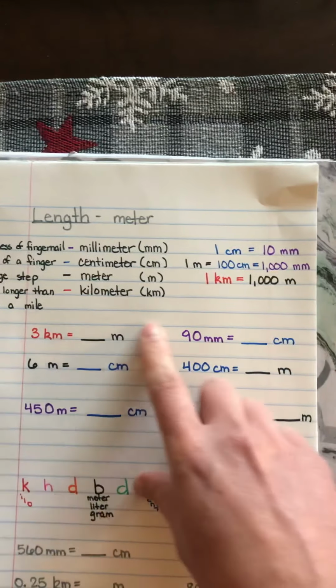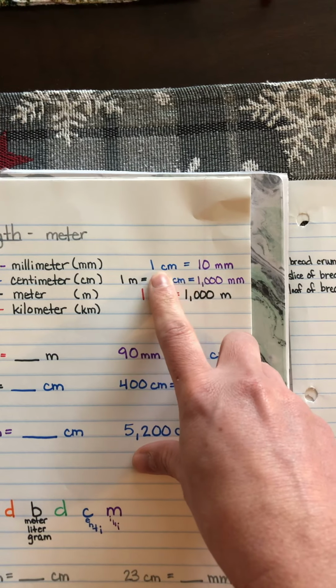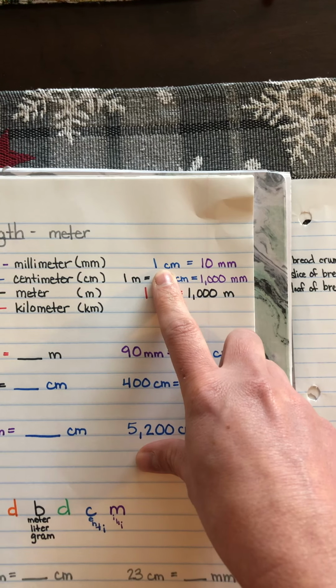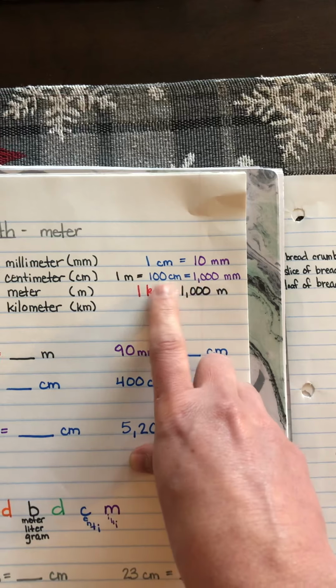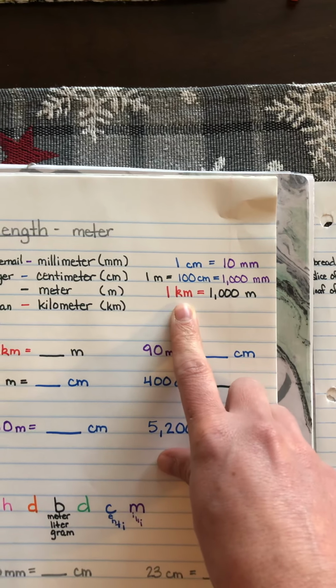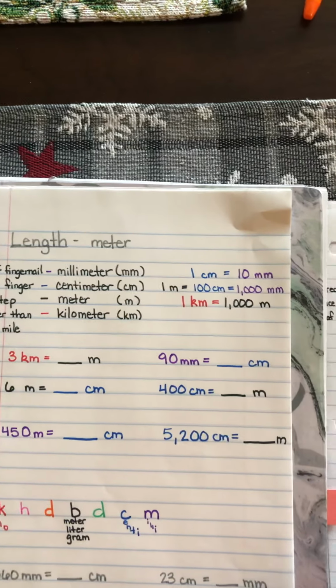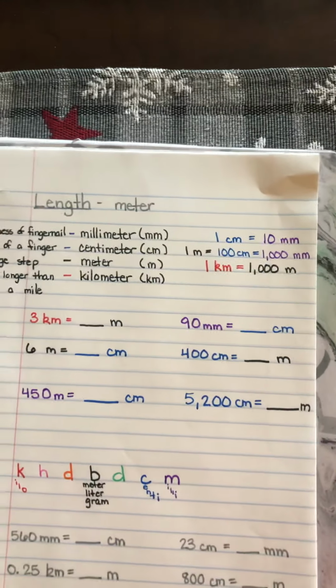So over here on our conversions, again, I said 10 millimeters will give me 1 centimeter. 100 centimeters gives me a meter, or 1,000 millimeters is the same as a meter. And then 1,000 meters is the same as a kilometer. So this is why I save metric length for the end, because there are so many different numbers.